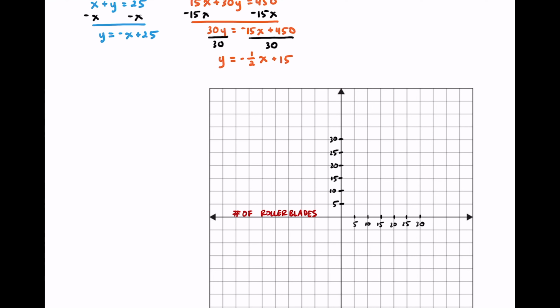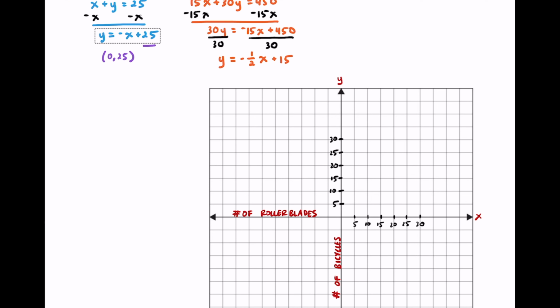Again, the numbers along the x-axis represent the number of rollerblades, and the numbers along the y-axis represent the number of bicycles. For equation number 1, we can see here that this positive 25 lets us know that we have a y-intercept of 0, 25.